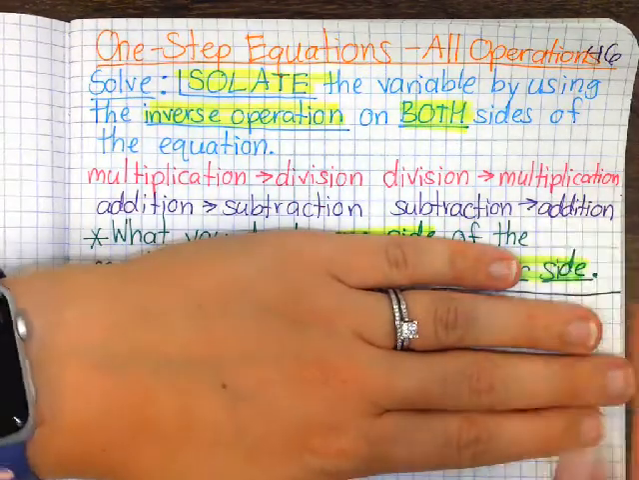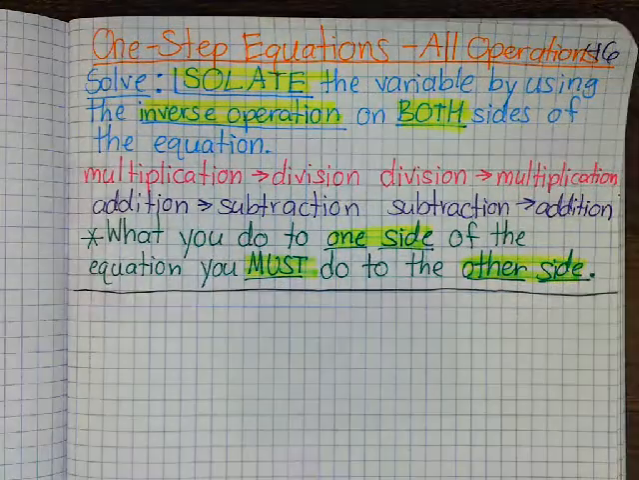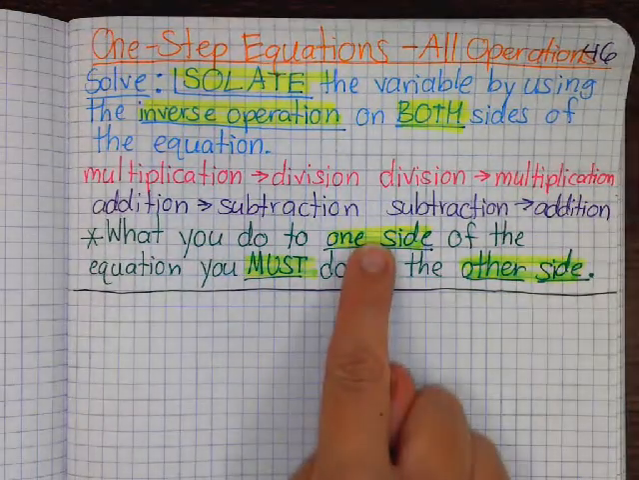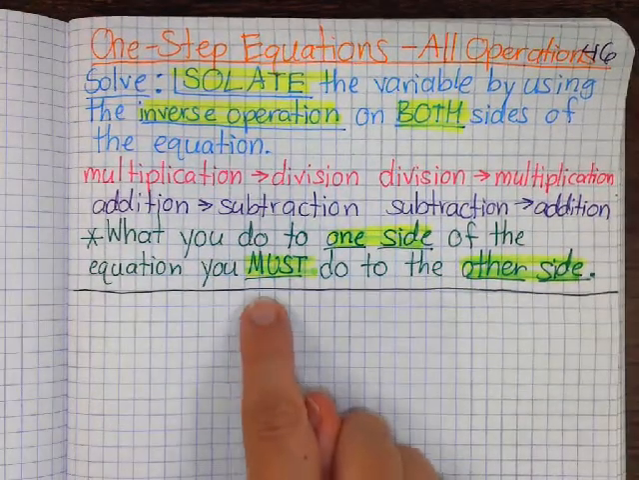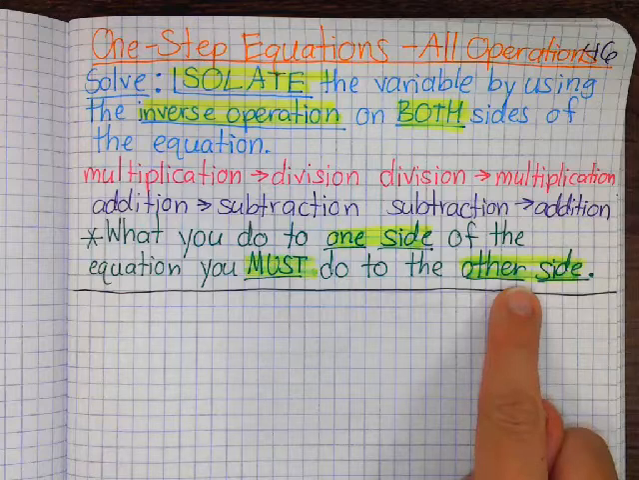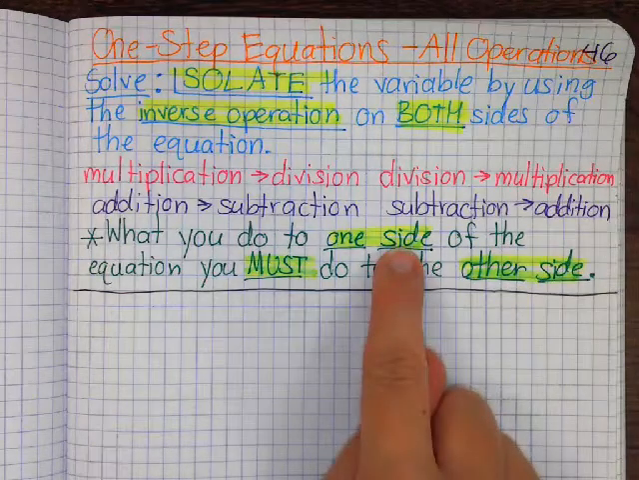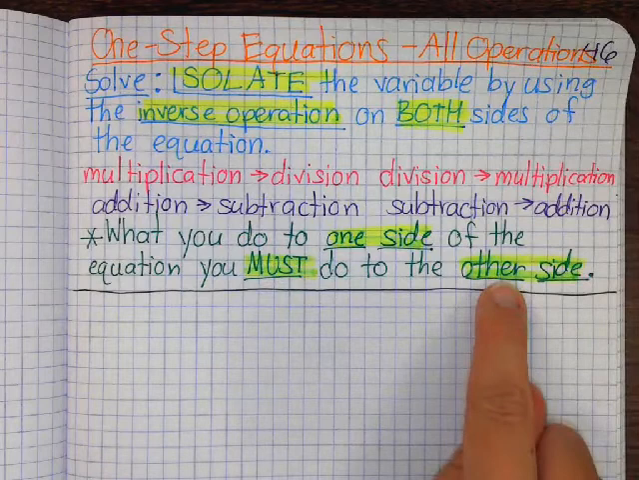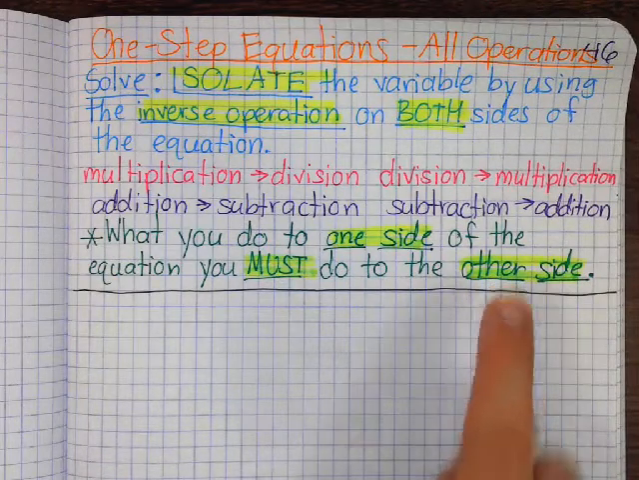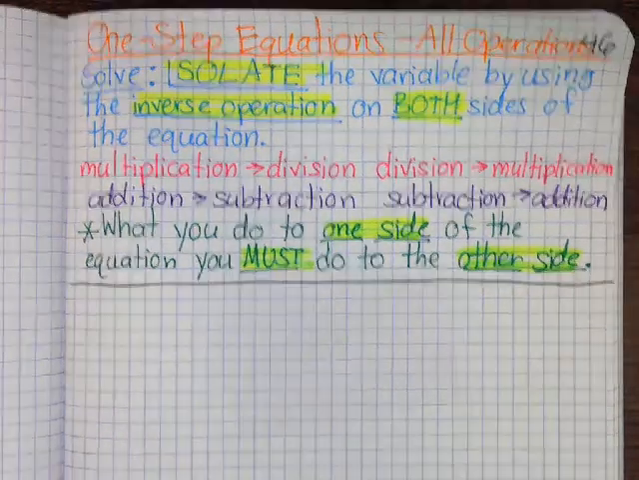Now this next part is important. What you do to one side of the equation, you must do to the other side. I'll say it again. What you do to one side of the equation, you must do to the other side. Pause, take a minute, write everything down if you need to.